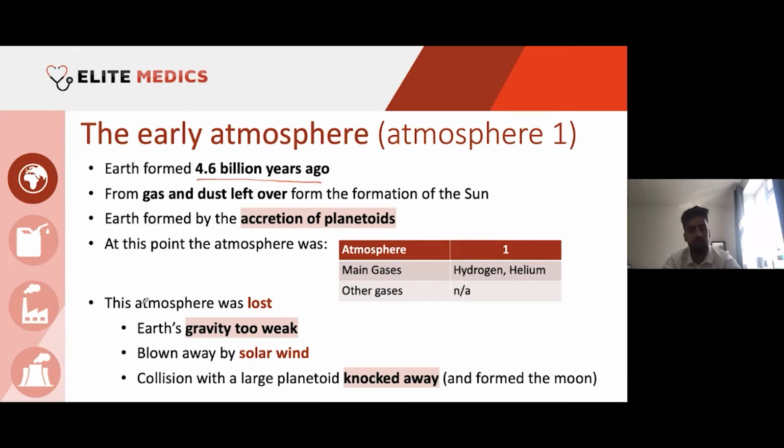So this atmosphere was then lost as Earth's gravity was too weak. It was blown away by the solar wind, and you got a collision with a large planetoid, which was then knocked away, and thus formed the moon. So the early atmosphere didn't survive very long. Key points to note from this is that the main gases were hydrogen and helium. There wasn't any oxygen, no carbon dioxide, no nitrogen, none of the main gases that we know today.